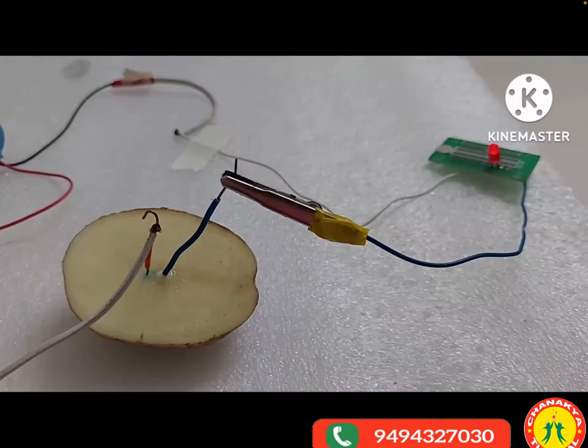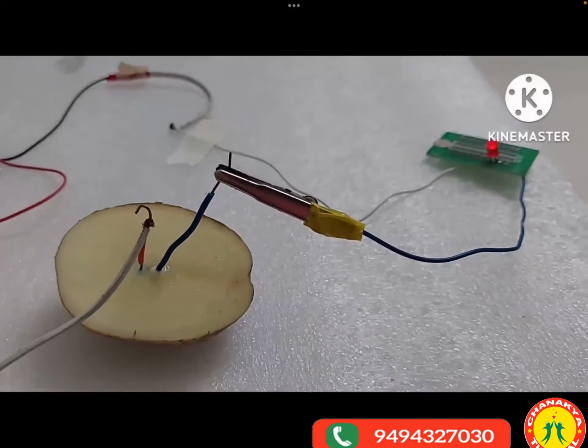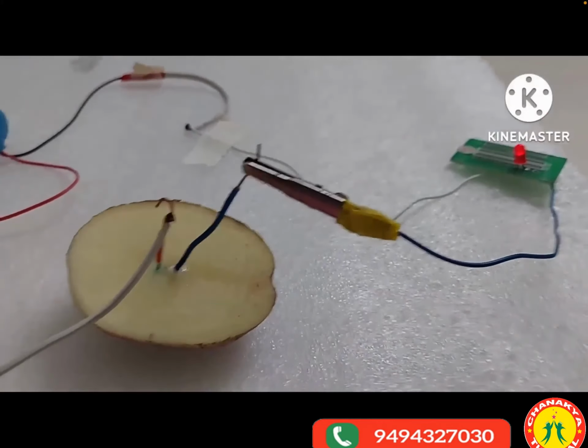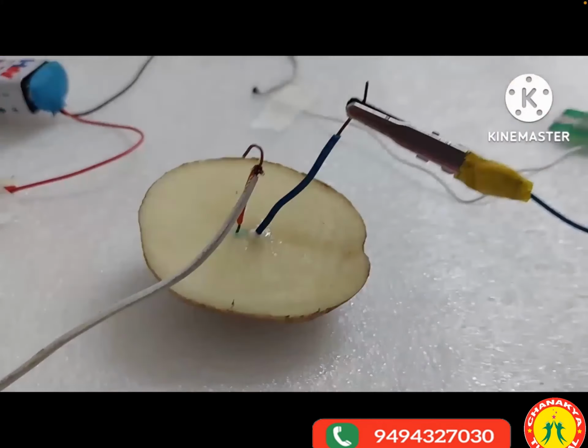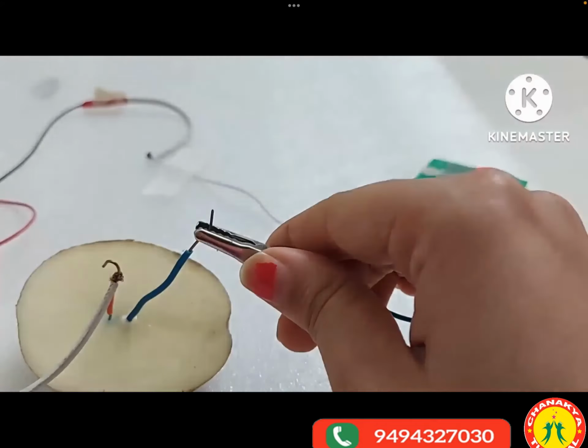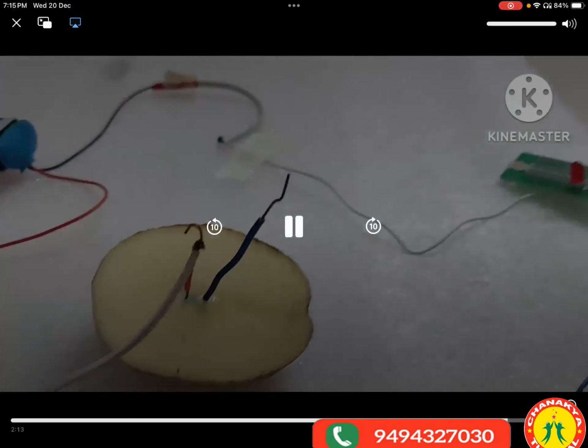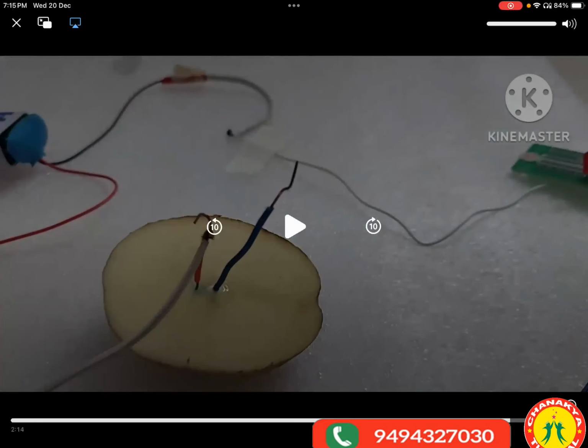After continuous flow of electric current into the potato, I am going to break the electric circuit by removing the alligator clip. So there are other kinds of chemical reactions also. Let me show what chemical reaction you will encounter in your higher classes.